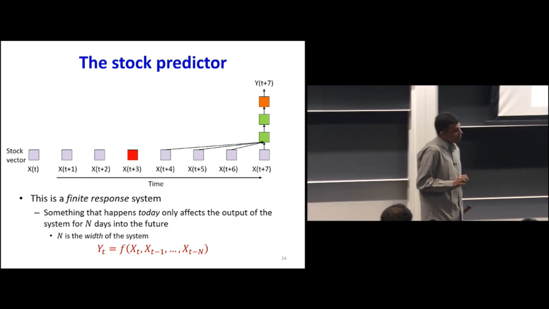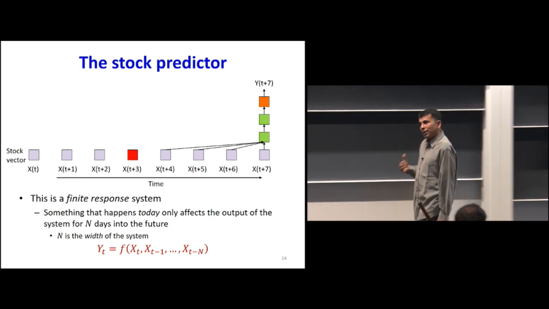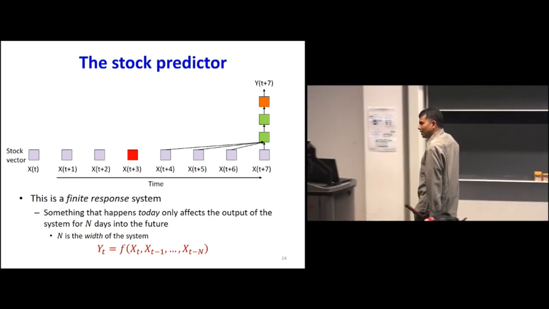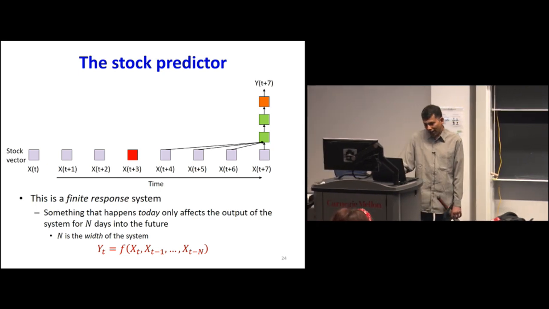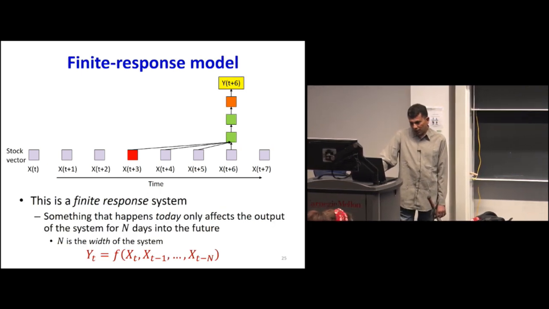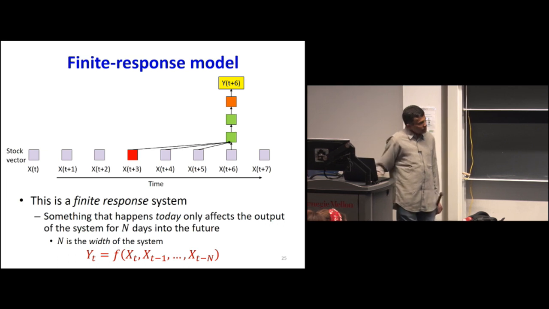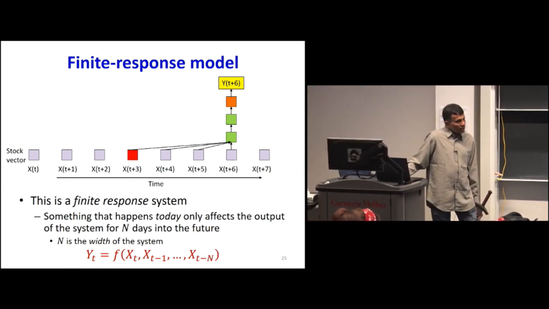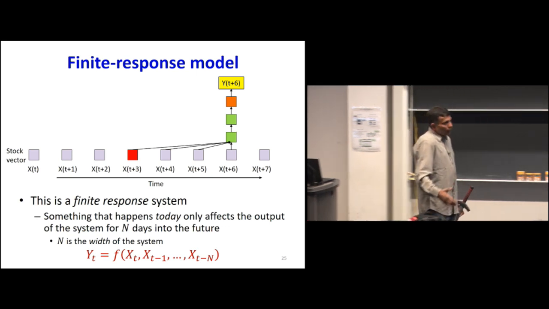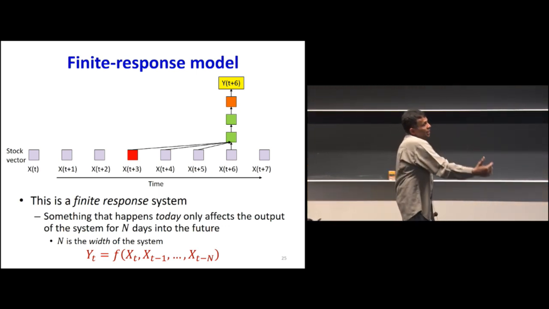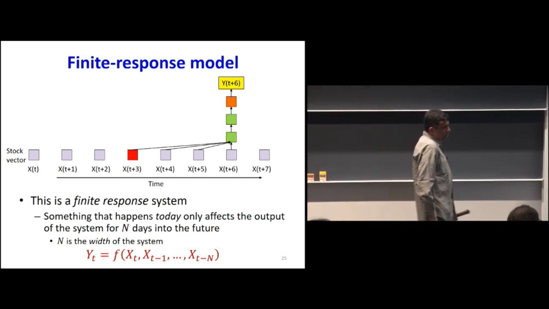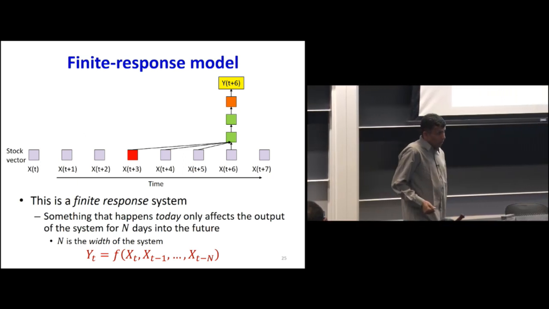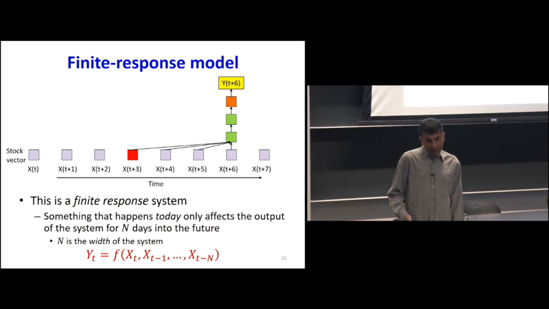Now, this kind of network, it's all very nice, but if I'm trying to make predictions, it's missing something very crucial. In this case, n is the width of the system. You define the width of the system, and something that happens outside that window is not going to have any influence on your output. But now think of the stock market.